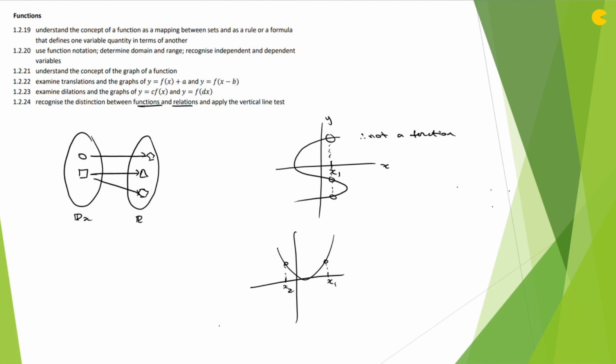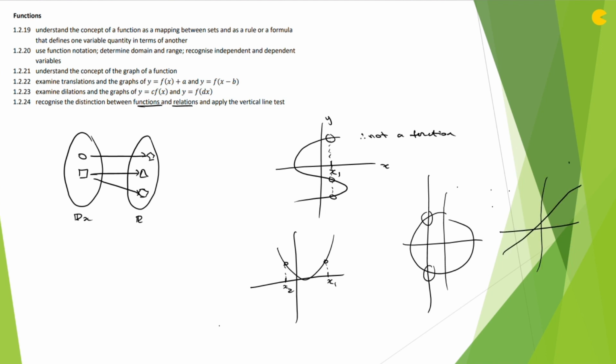The way that we can test for this is by applying the vertical line test. That is, if we put a vertical line anywhere along the graph of the function, it should only ever intersect at one point. If we look at this, the vertical line test shows we intersect at 2 points. This, on the other hand, only ever intersects at 1 point. So by the vertical line test, this is a function, but this is not a function.